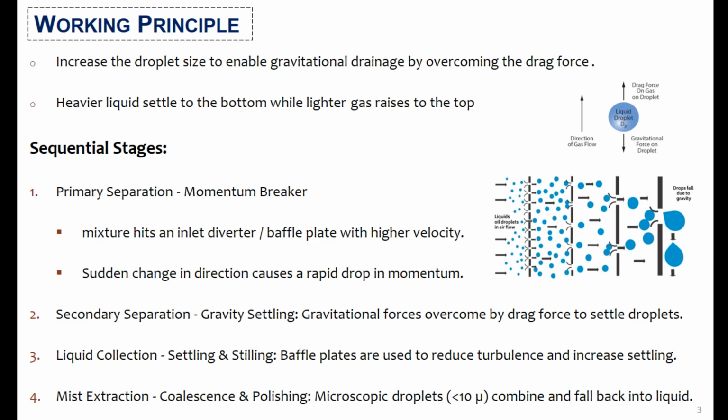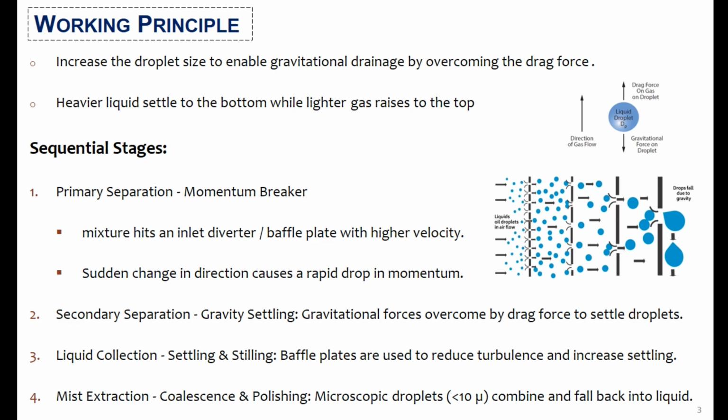The operation of a separator happens in sequential stages. In the first stage, primary separation occurs, where the momentum of the inlet stream is reduced by hitting an inlet diverter or baffle plate with high velocity. This sudden change in direction causes a rapid drop in the momentum.